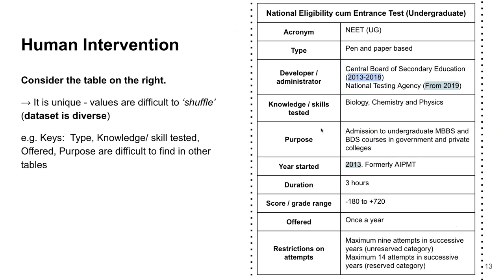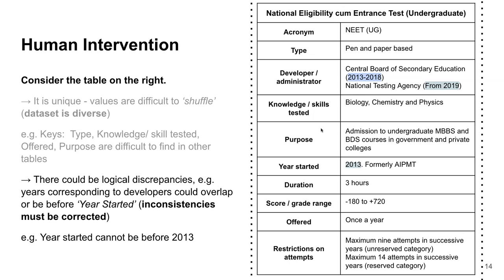Now it's good, we have this, but then we should be done for tables, but it's not true. The table can have lots of other issues. For example, it might be possible we are not able to shuffle anything because the diversity of the keys is so much that we don't find any table where we can shuffle from. For example, this knowledge, skill, offer.